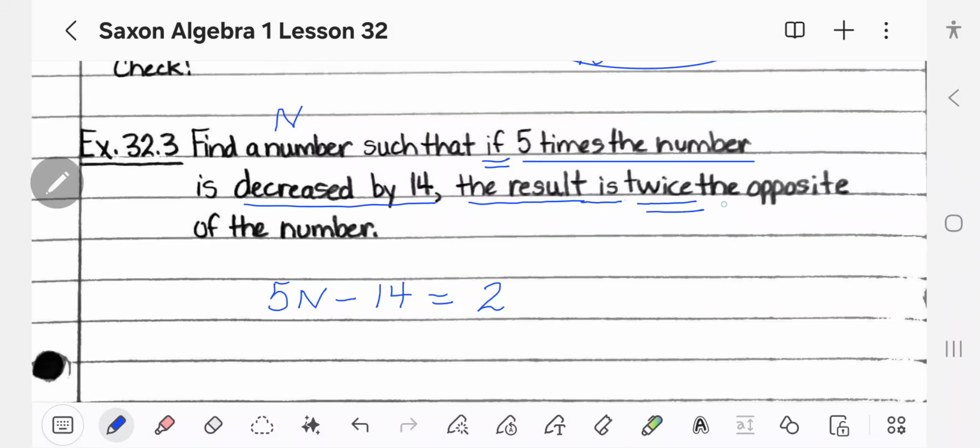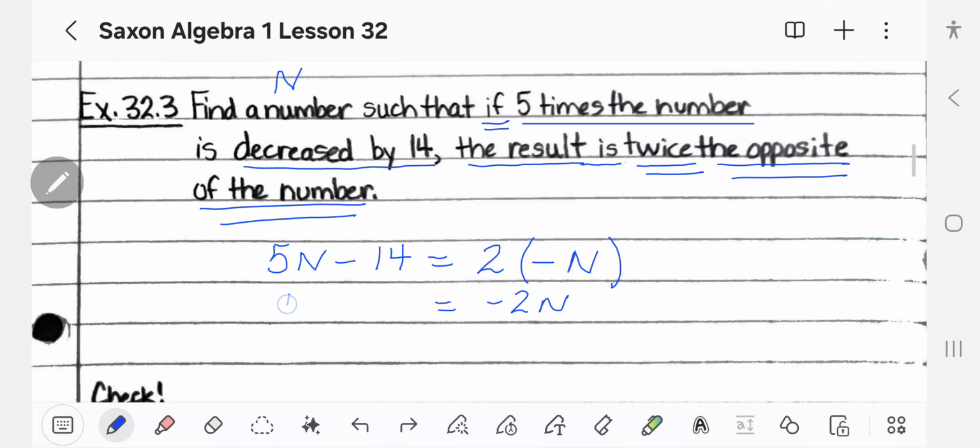What are we multiplying by 2? The opposite of the number. We know how to write the opposite of the number. Okay? Find a number such that if 5 times the number is decreased by 14, the result is twice the opposite of the number. Now, on the right side, we can simplify that a little bit. If you're going to multiply 2 times the opposite of n, that's just the opposite of 2n. Okay? You can think of this as a 1 here, and the 2 times the negative 1 is just negative 2. Makes it a little simpler.